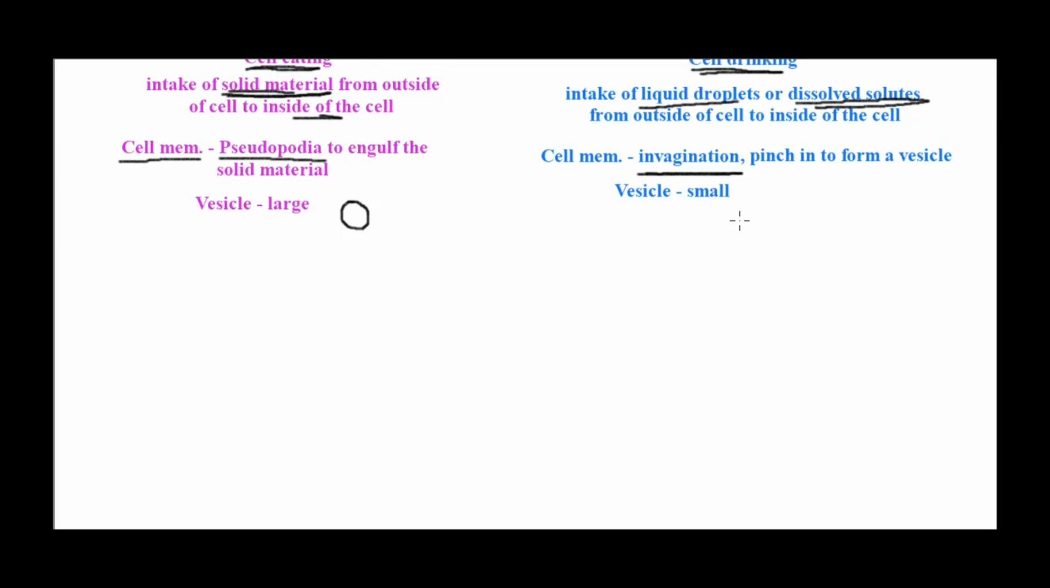In case of pinocytosis, it is going to be some dissolved solutes or droplets. Mainly sugar and proteins are taken up by such processes, and the vesicles here are going to be comparatively small. This is one more difference. Vesicles in case of phagocytosis are going to be large. Now we know why, because it takes up really large material. Whereas in case of pinocytosis, the vesicle is going to be small compared to phagocytosis.